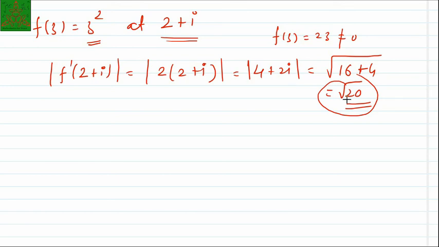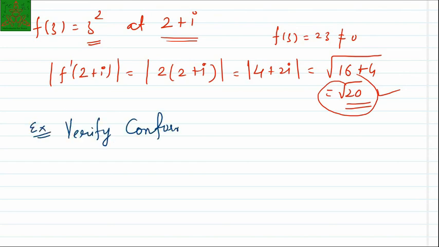If this value is bigger than 1, then it is an expansion. If this value is less than 1, then it is a contraction. If it is equal to 1, then there is no scaling. In that manner, you can describe the conformality related to it. So let's have the next example.